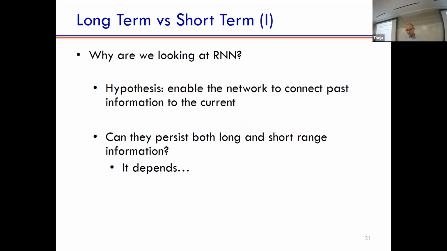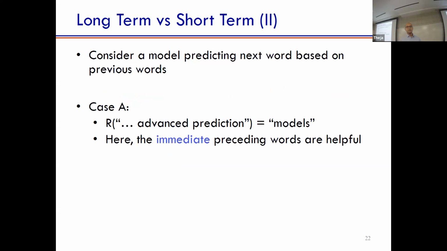That's what we want to do, and that's why we started using RNNs. But the question is, can they persist information which is right before the output or from a long time ago? Can they persist both sets of information easily? And the answer is, it depends.